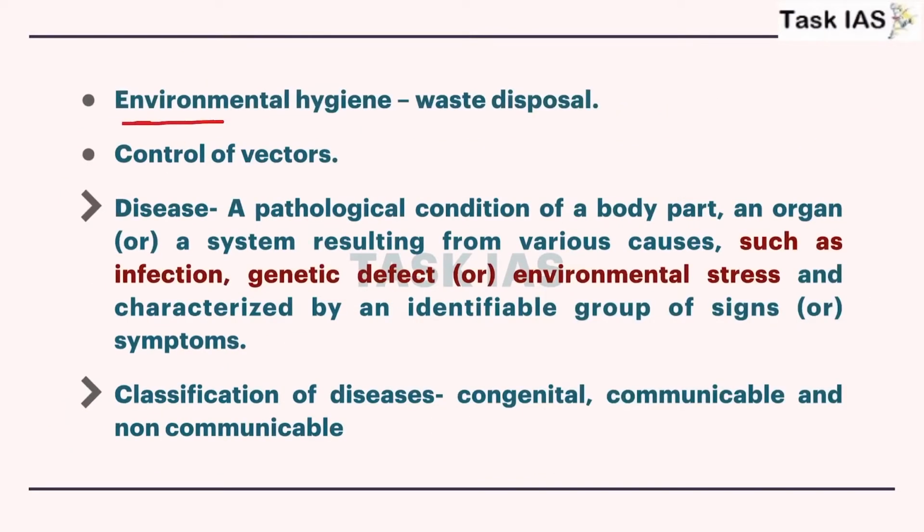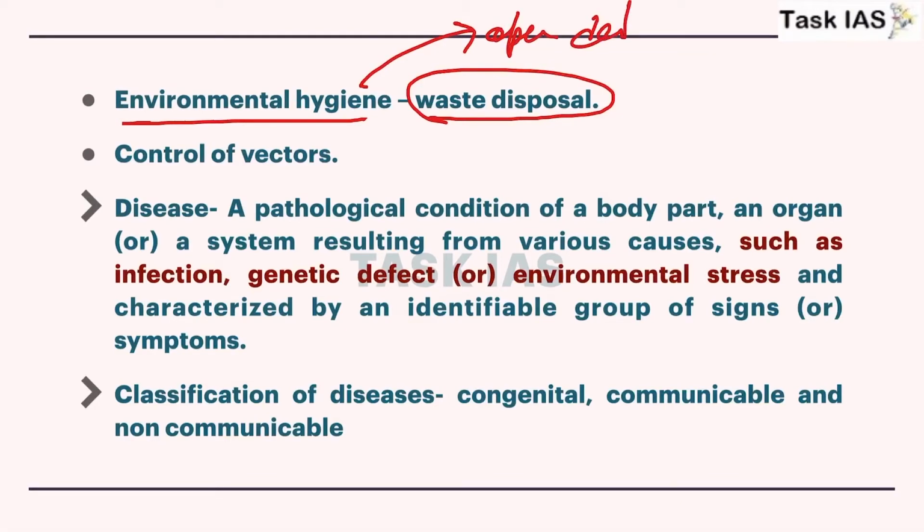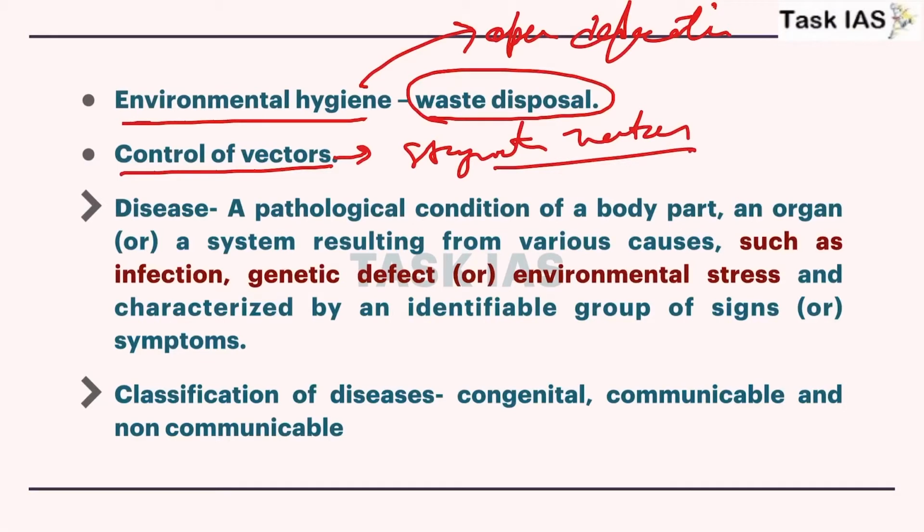Now, environmental hygiene: how the waste disposal system is working, and you can correlate it with the open defecation system. Because of that, the chances of getting various infectious diseases like cholera and malaria are higher. Now, control of vectors. You can correlate it with malaria or stagnant water, because if standing water is nearby then it will give rise to various vectors including mosquitoes and flies. This is the idea regarding health.